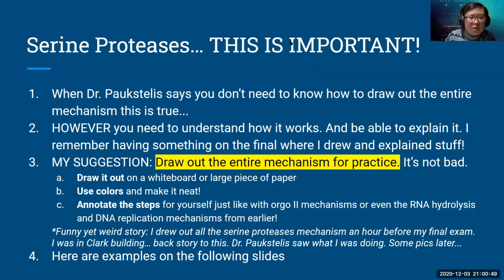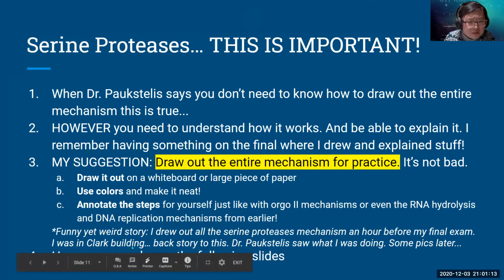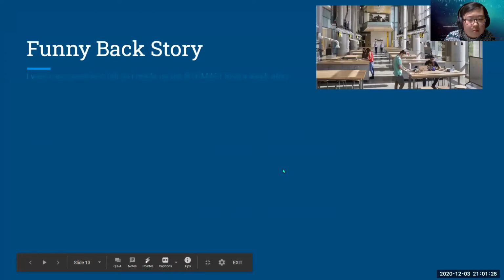Okay, so just, this is important. You don't have to draw out the entire mechanism, just know how it works and be able to explain it, but draw out the entire mechanism for practice. It's not that bad. I was able to do it within an hour, like, I think it took like 15 minutes or so. So I would just recommend doing that. Spend 15 or 20 minutes doing it, draw it out, use colors, annotate the steps. Hopefully my video makes it helpful in the screenshots here. And I would just repeat this with the RNA hydrolysis mechanism and DNA replication for yourself, and that will really help you. That was like an example.